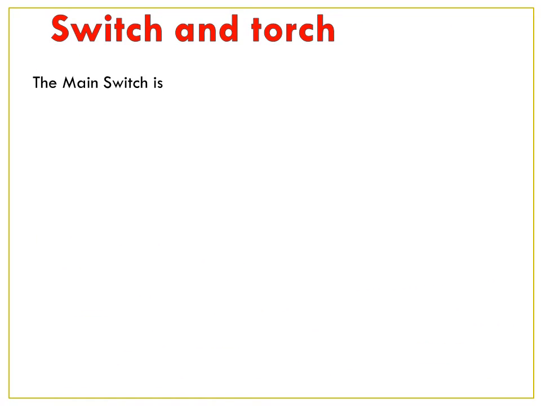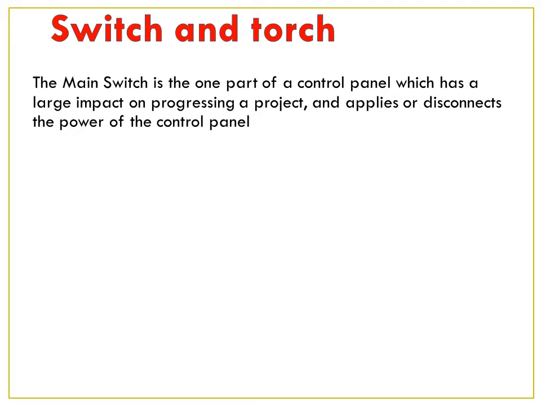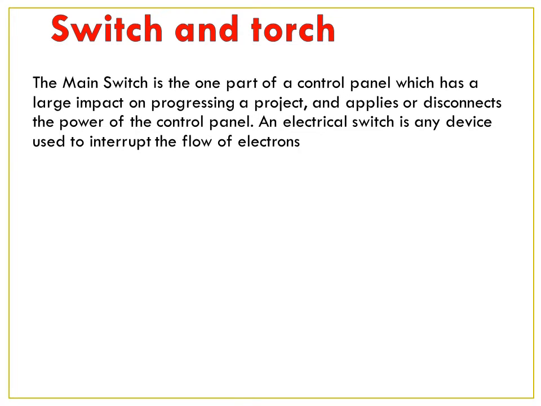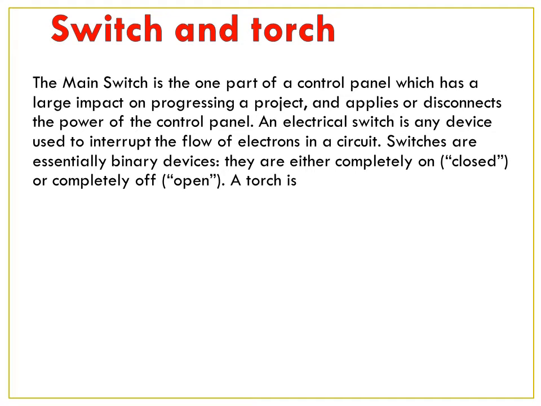And the torch. Everyone has torches in our home, isn't it? How does it work? What is the importance of these torches when the current goes? What are the wires and electric devices connected inside? We'll see now. The main switch is one of the parts of a control panel which has a large impact on progressing a project, and applies or disconnects the power of the control panel.